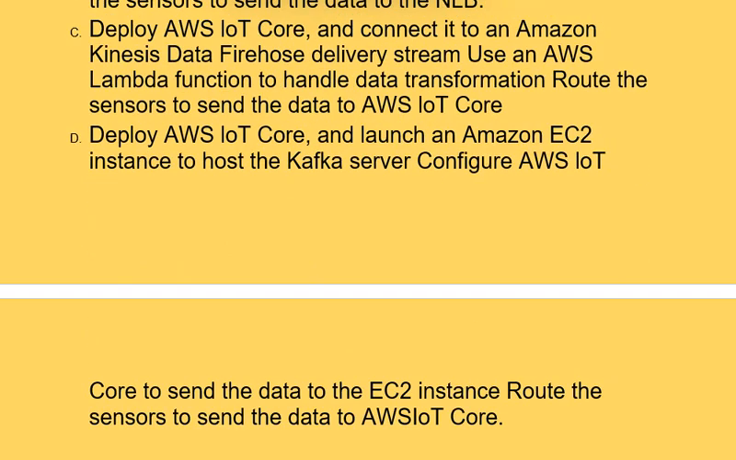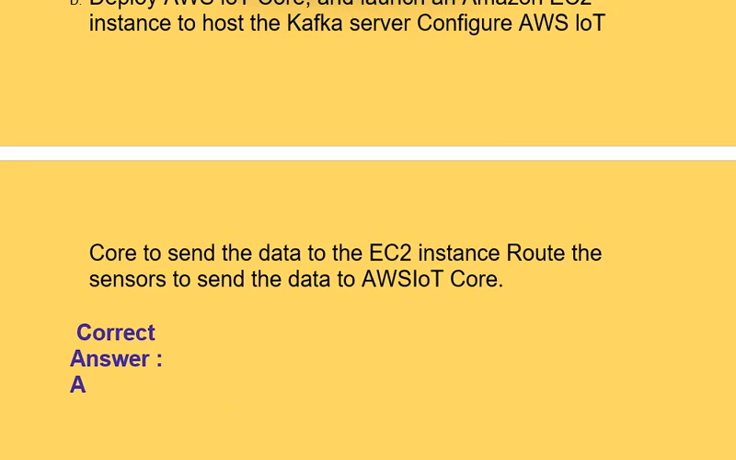Option D, deploy AWS IoT Core and launch an Amazon EC2 instance to host the Kafka server. Configure AWS IoT Core to send the data to the EC2 instance. Route the sensors to send the data to AWS IoT Core. Correct answer is option A.